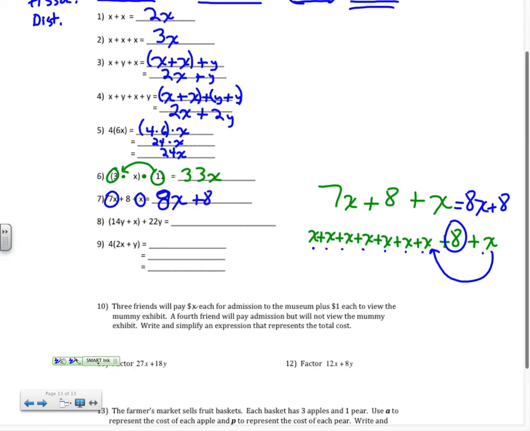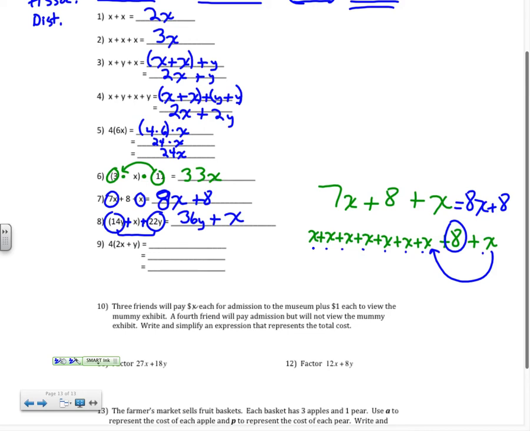Okay, the next one, we have a 14y plus an x plus a 22y. Which terms are like terms? It looks like the ones that are attached to the y. Notice it's all addition. So I'm going to add my 14 and 22y, and that would give me 36y. That means I have 36 y's plus an x.